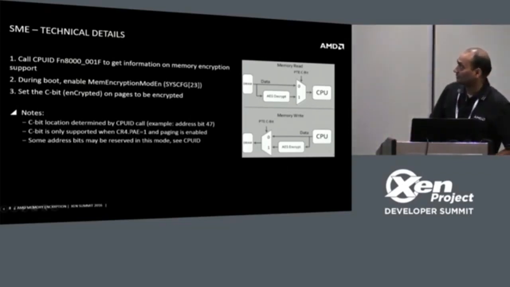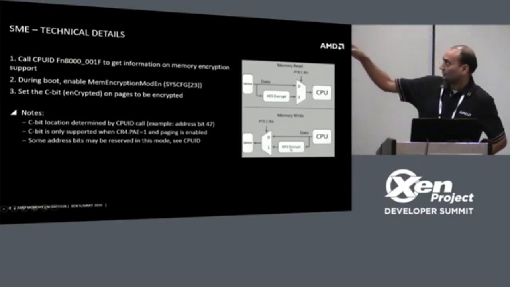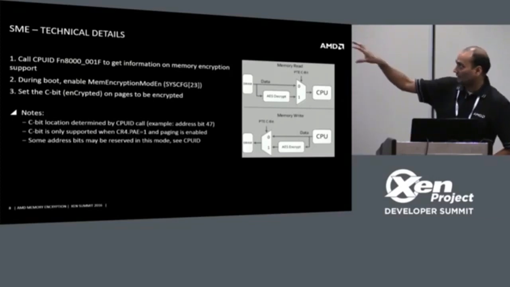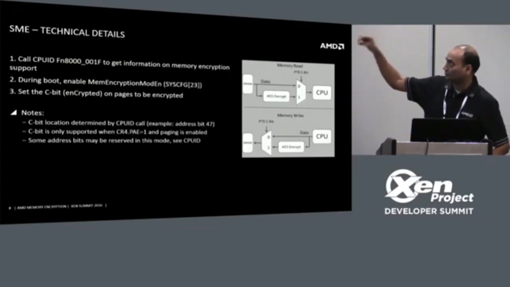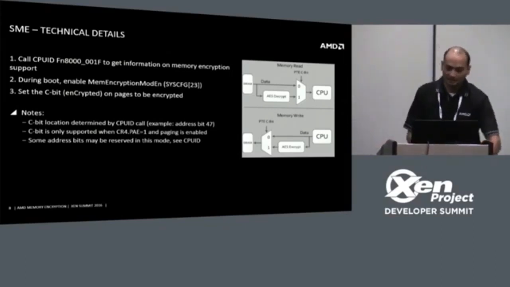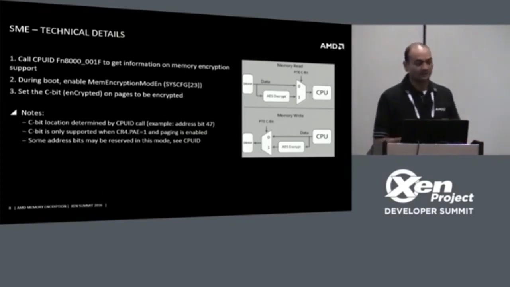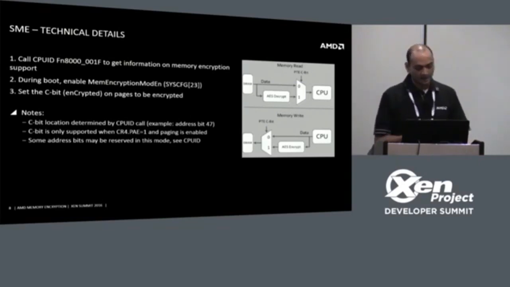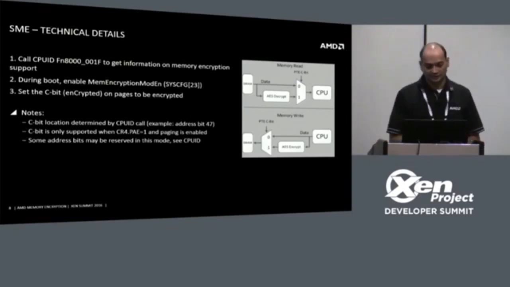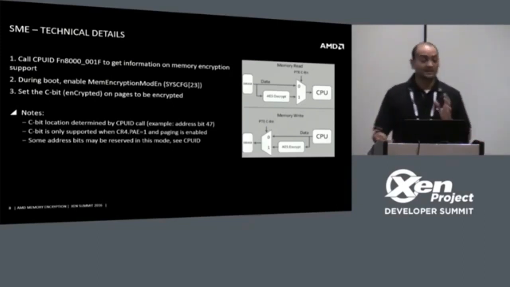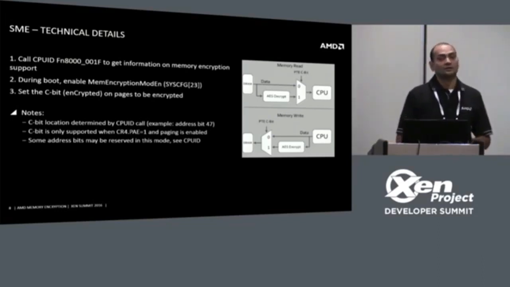That's what this diagram is showing: if the C bit is set in the page table, then any memory read from the CPU will always go through the encryption and decryption engine. And again, the location of the C bit is determined by calling CPU ID. I think it's the same CPU ID, just different registers. One more thing to note is that this C bit is accessible only when paging is enabled, basically when we are in PAE mode. So if the code is in real mode, the C bit is not accessible.